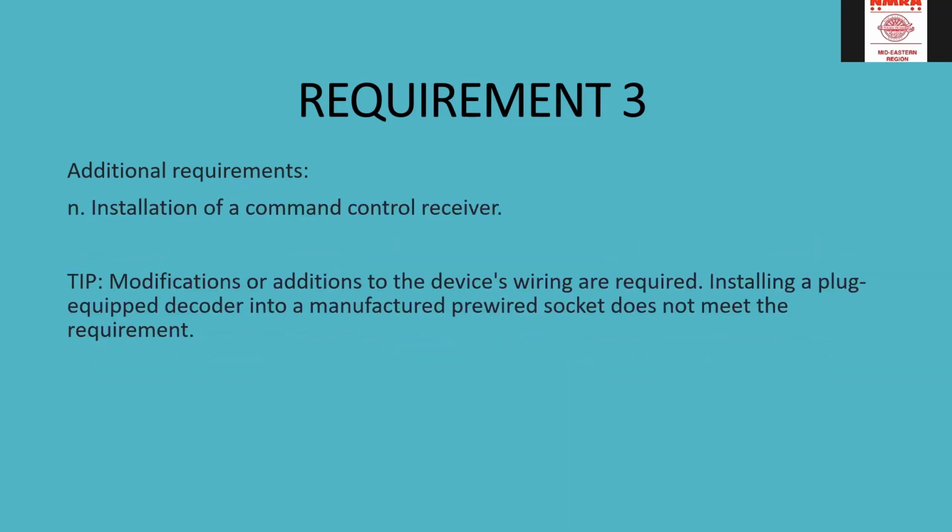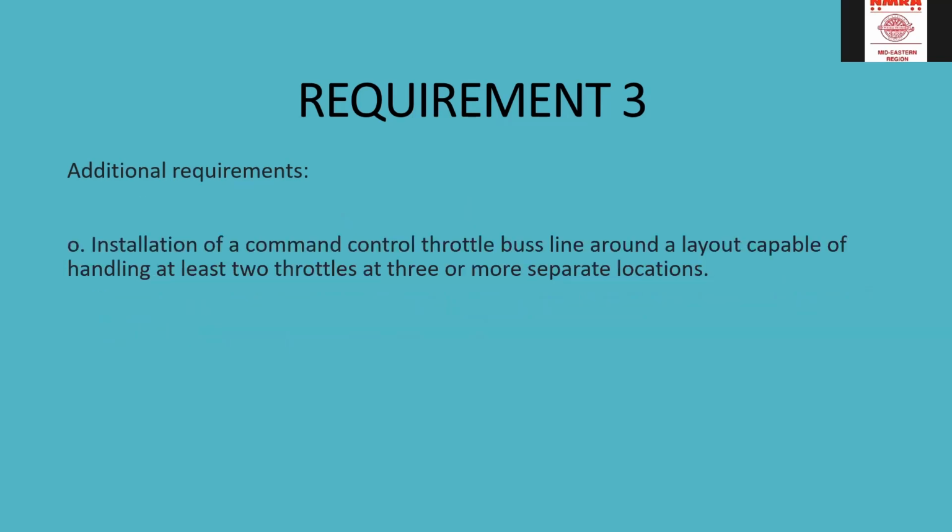Installation of a command control receiver. Okay, well, decoders in locomotives for DCC certainly would meet that requirement. And modifications or additions to the device's wiring are required. Installing a plug equipped decoder in a manufactured pre-wired socket does not meet the requirement. But if you take maybe a DC locomotive and convert it to DCC, and you have to take the wiring and isolate the motor and such, that's what we're talking about here.